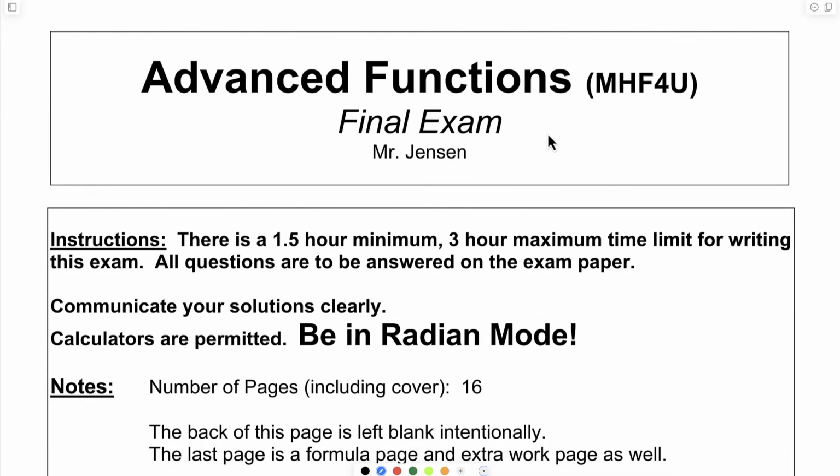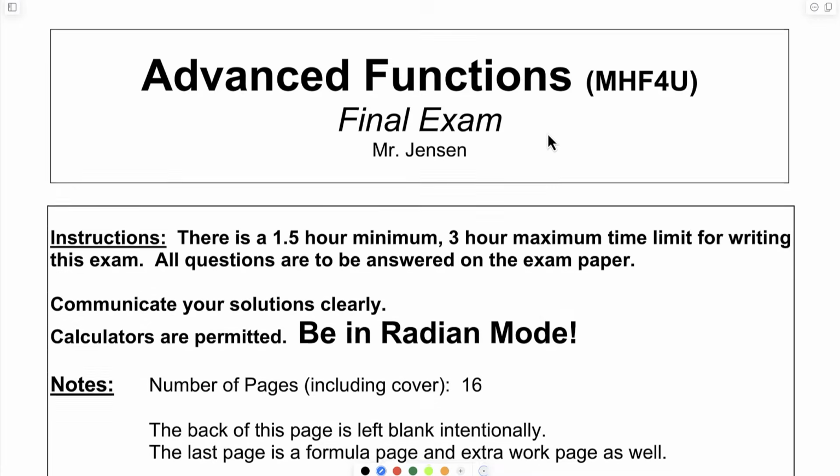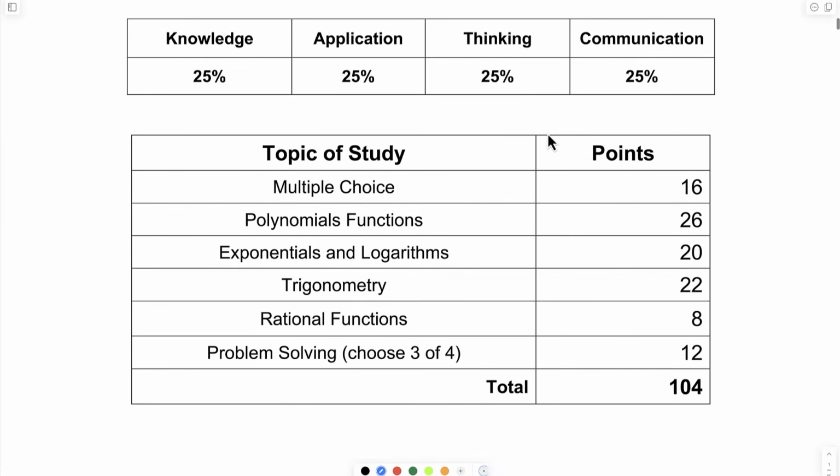I'm going to take you through the solutions to a grade 12 advanced functions final exam that I've given in the past. Here's a breakdown of the exam. You can see there's going to be questions about multiple choice, polynomial functions, exponentials and logarithms, trigonometry, rational functions, and then it'll finish off with a problem solving section.